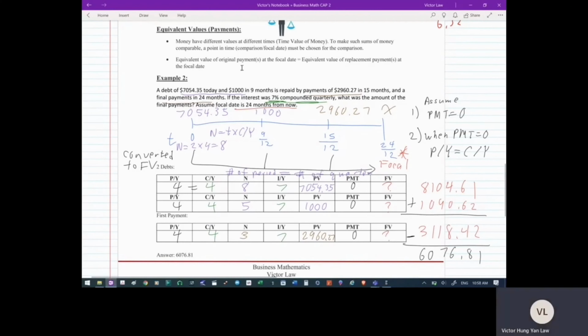We have to convert everything to the focal date because in order for us to compare cash flow fairly, they have to be in the same time period. So therefore, we need to convert all the cash flow into the same focal date.